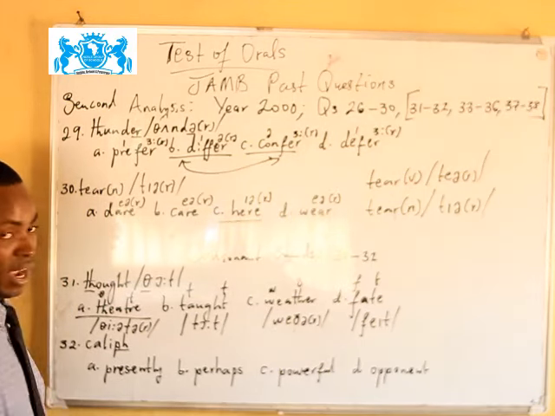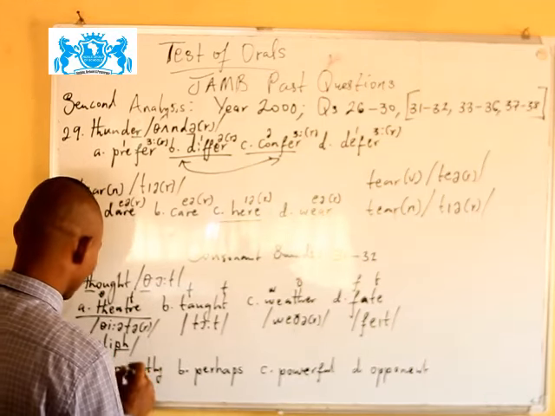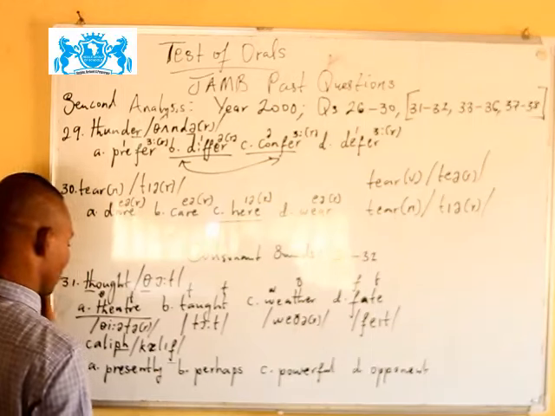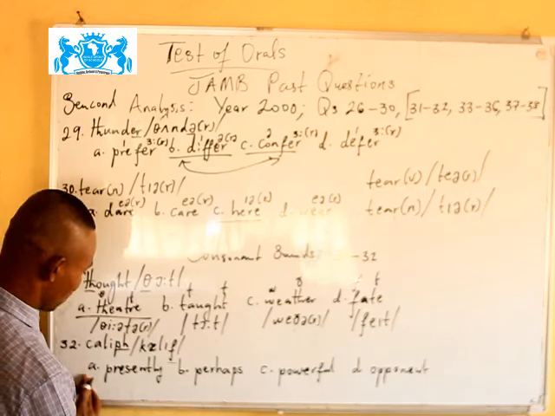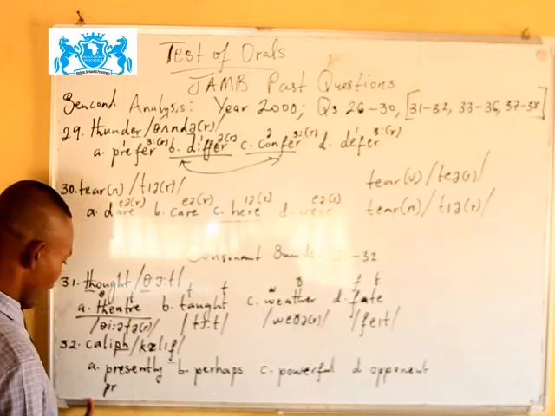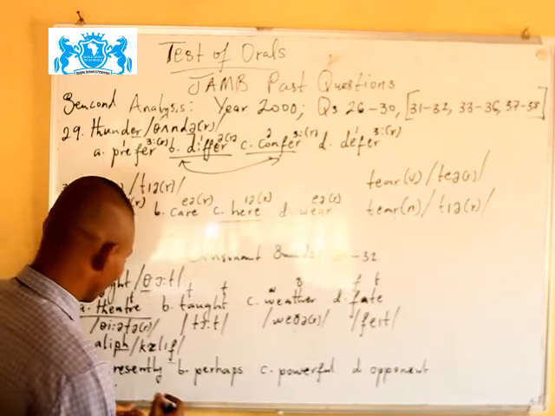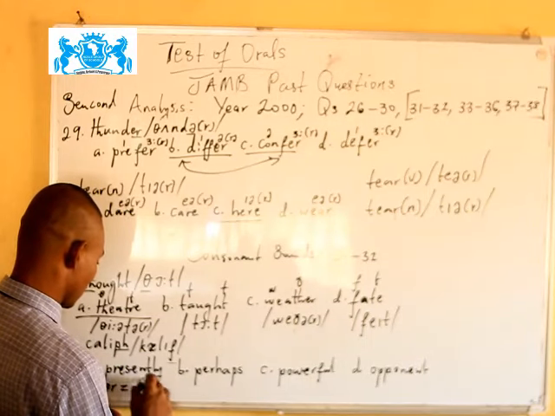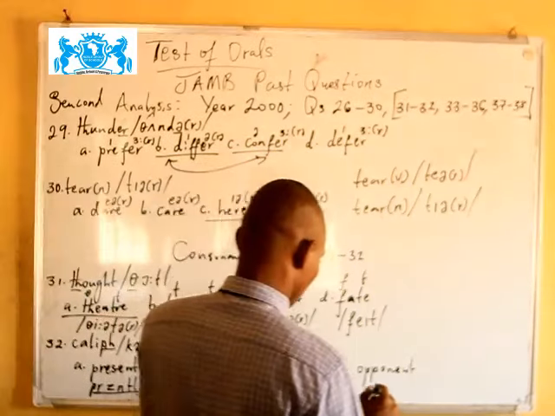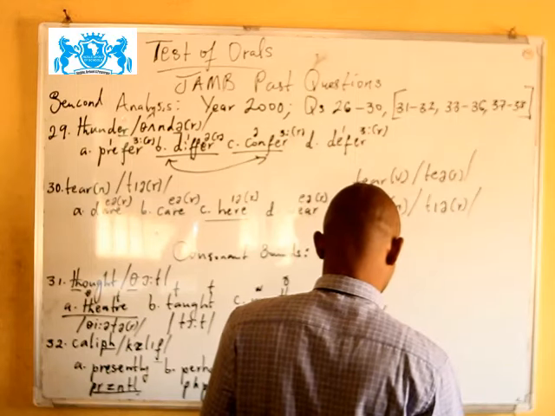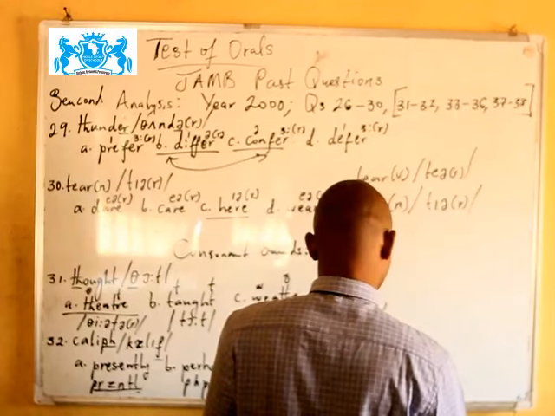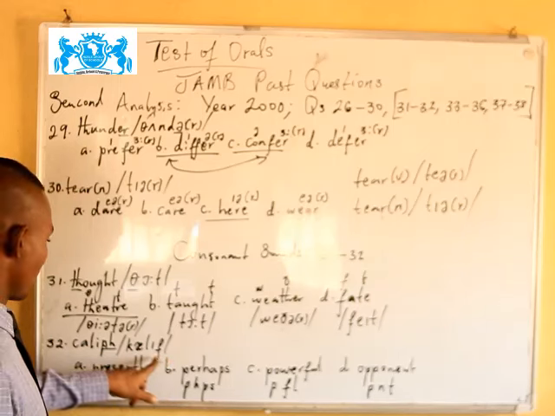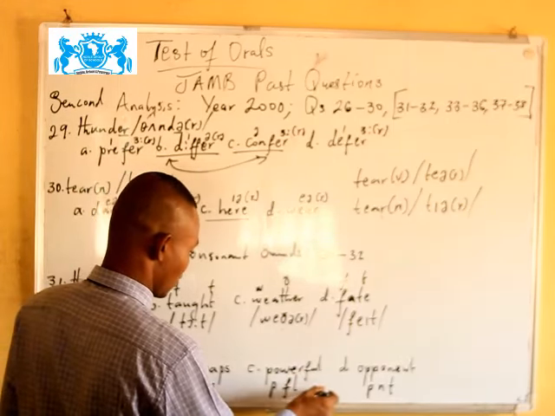Number 32, where we are going to stop for today, we have caliph, and the underlined sound is f. So we have in option A, b r, that is presently. So b r, z, n, t. These are the consonants that are here. T. So if we check, the sound we are given is f, and the only option that has it is C. That makes it the correct answer.